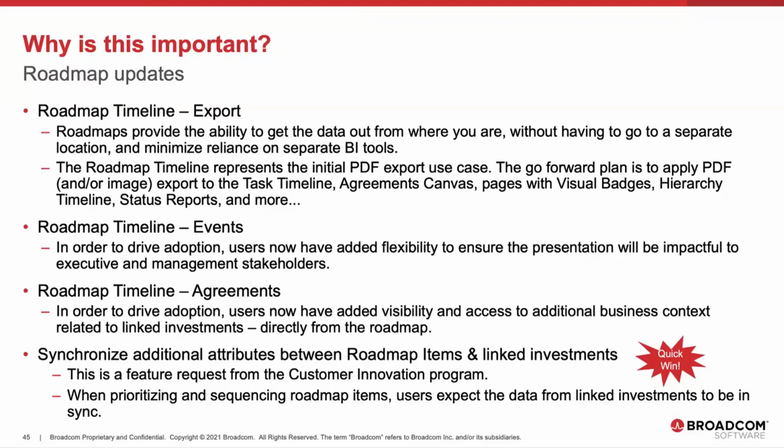And then the last item here, the synchronizing additional attributes. This was a quick win that came out of the customer innovation program. And the thought there is that when you're prioritizing and sequencing your roadmap items, you expect to see data from the linked investments to be in sync. You don't want things to be out of sync. So we've added 6 more attributes that you can synchronize.